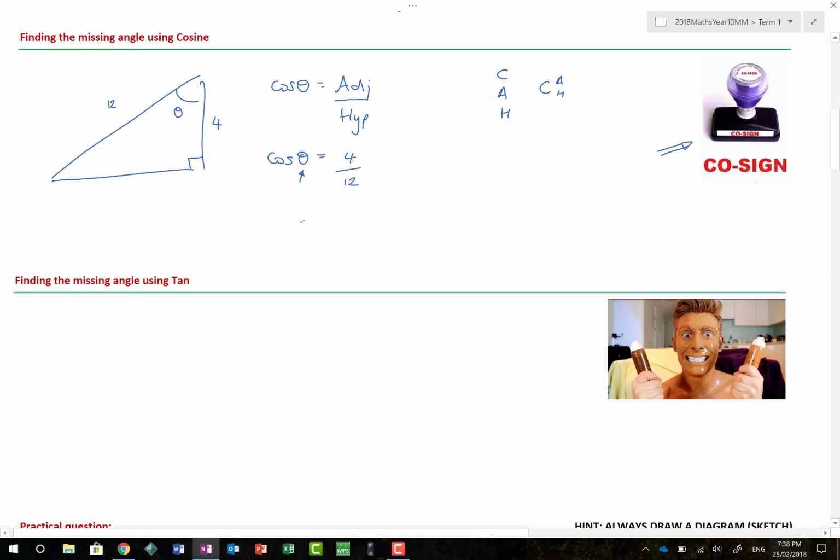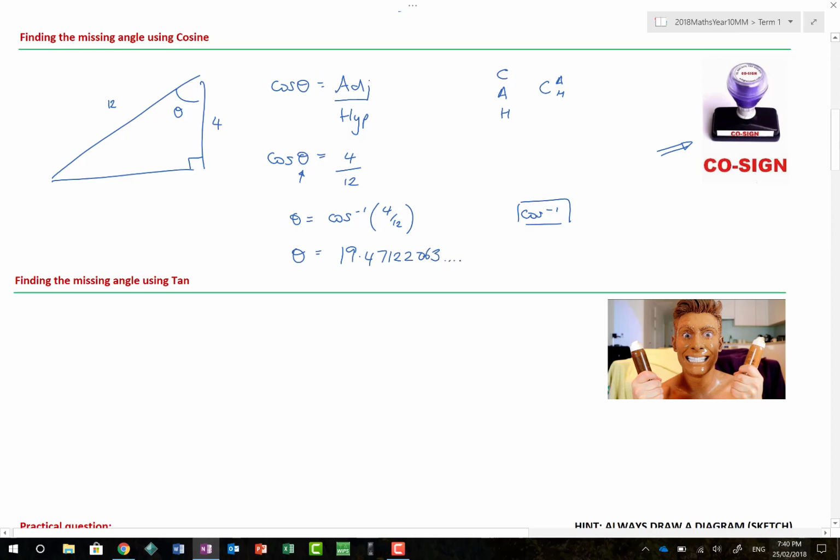I'm trying to get theta on its own. So I'm going to shift that cosine to the other side of my equation. When it moves to the other side, it becomes cosine to the -1. And that function again is on your calculator. So putting that into my calculator, and that came out to be 19.47122063. And I would imagine that goes on.